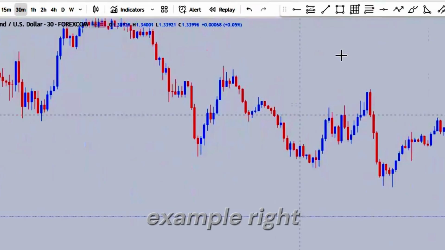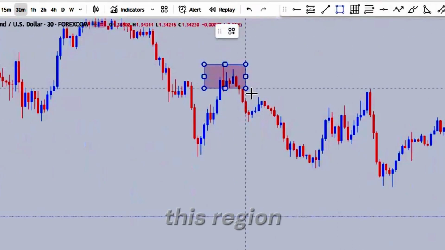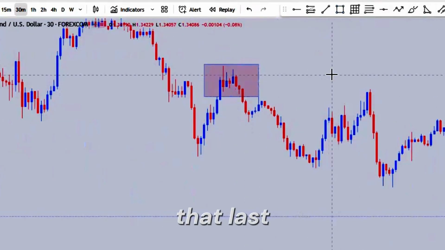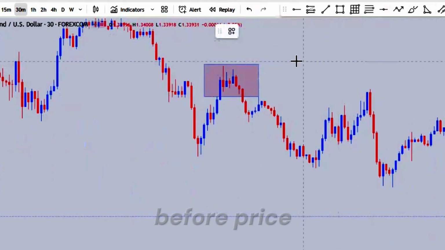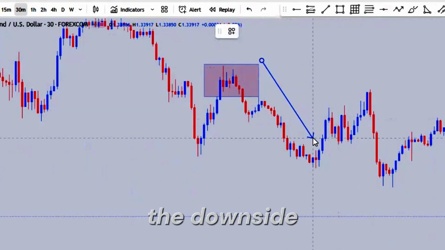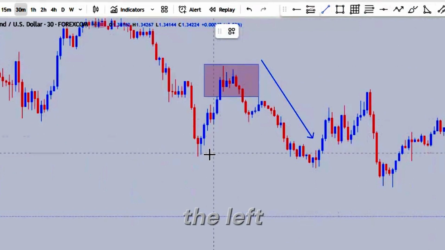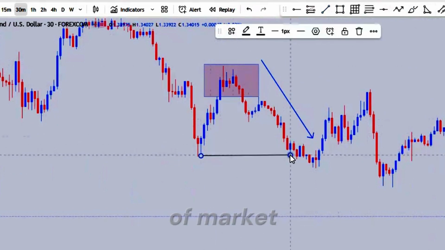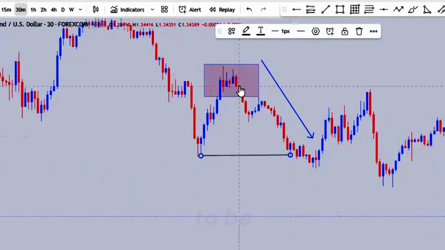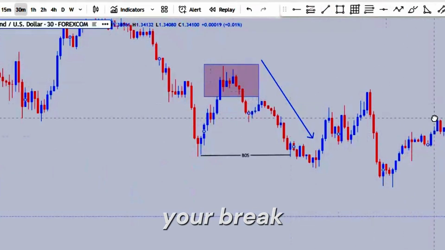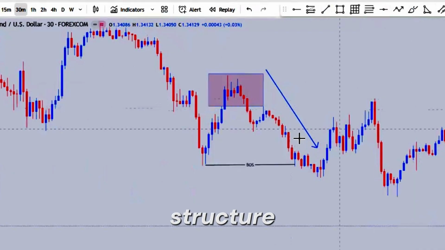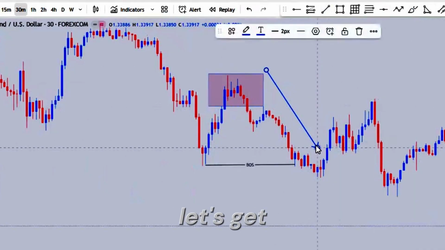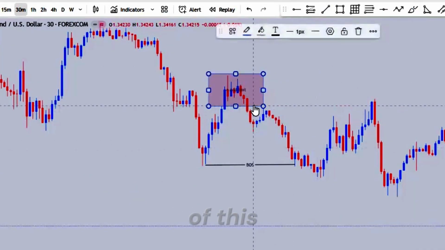Coming to the second example right here, we saw that in this region there is that last bullish or bearish candle before price turns to the downside that breaks structure to the left hand side, which happens to be here. Okay, so this is a valid break of market structure. So now let's denote this here as your break of market structure. I believe that's clear enough. Okay, now let's get rid of this and let's get rid of this.